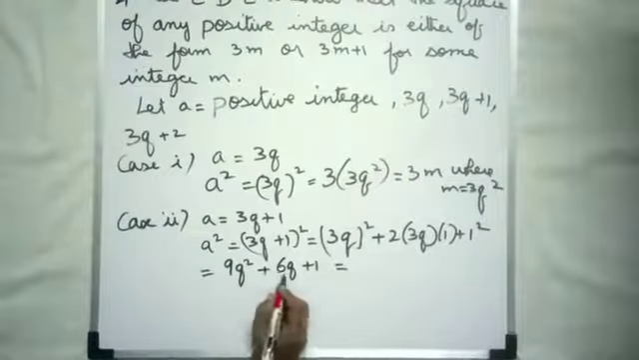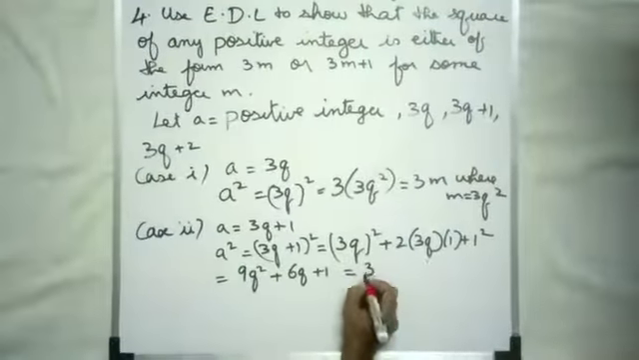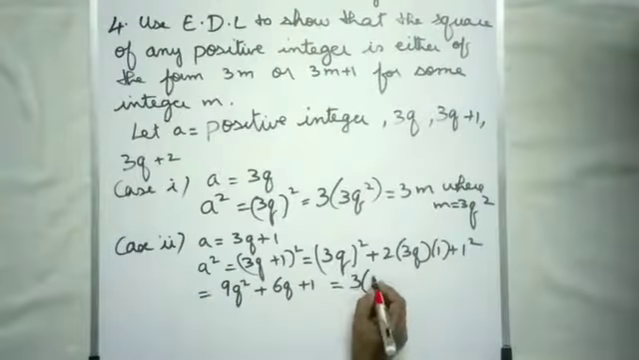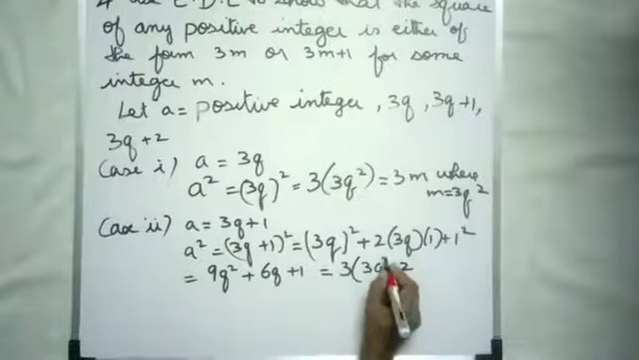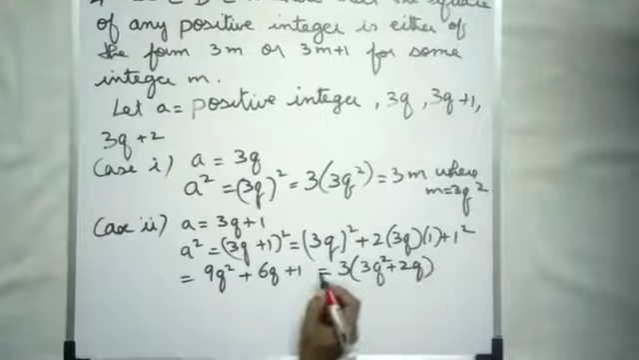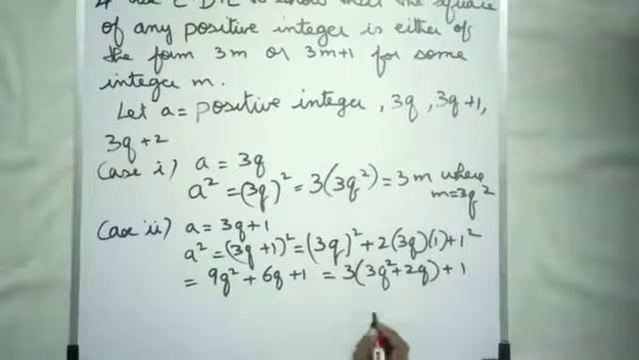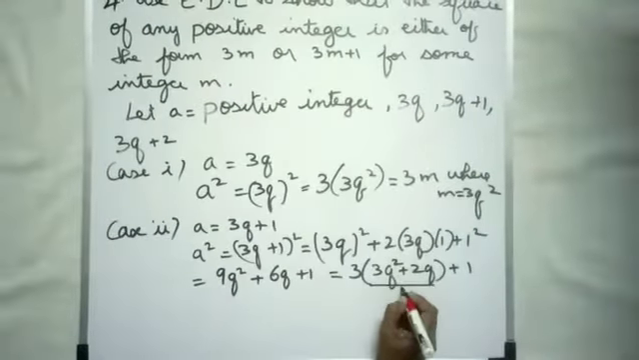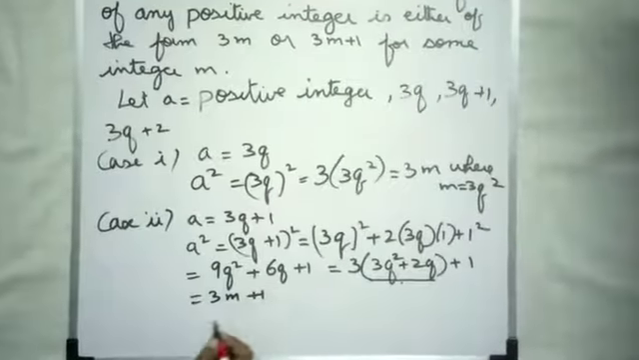The first two are multiples of 3. So let us take 3 outside. If you take 3 outside, you will be getting 3 into 3q square plus 2q. Since 1 is not a multiple of 3, let 1 be written as it is. Now let us rewrite this with m. So you will be having 3m plus 1.